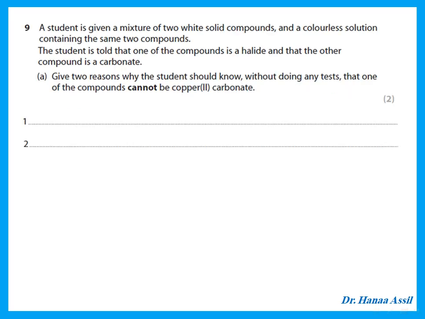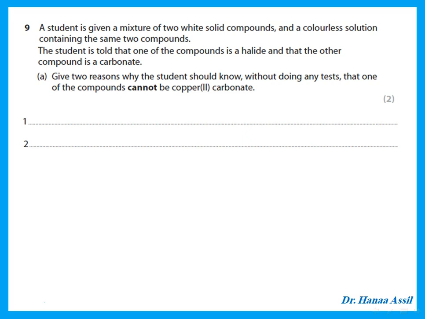A student is given a mixture of two white solid compounds and a colorless solution containing the same two compounds. The student is told that one of the compounds is a halide and that the other compound is a carbonate. Give two reasons why the student should know without doing any tests that one of the compounds cannot be copper carbonate. Why is it that one of my solids cannot be copper carbonate?